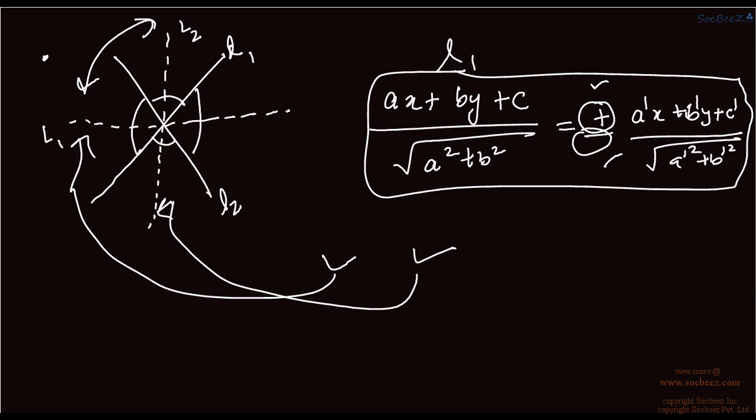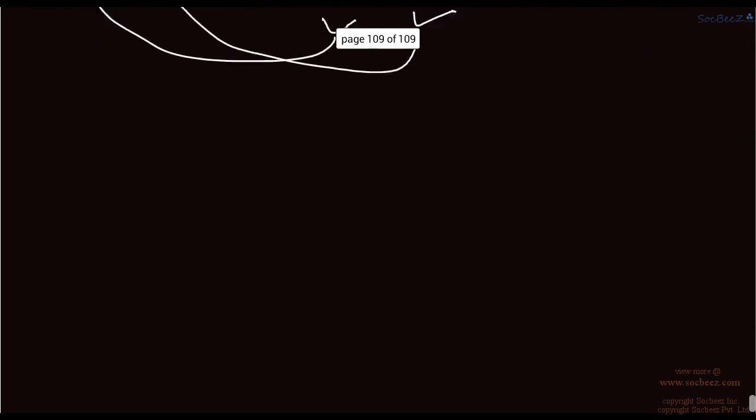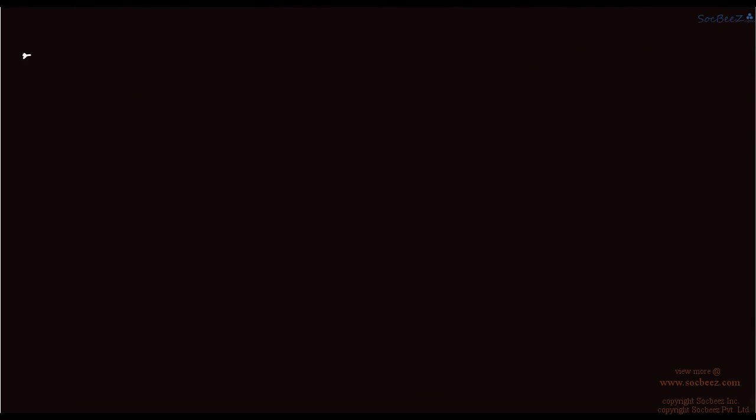ax + by + c is the L1. a'x + b'y + c' will be your L2. So these are two lines and the bisectors of angles are given by this plus minus conditions. We will move on.